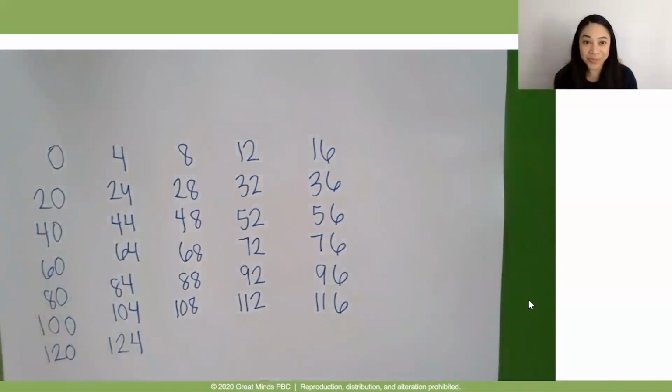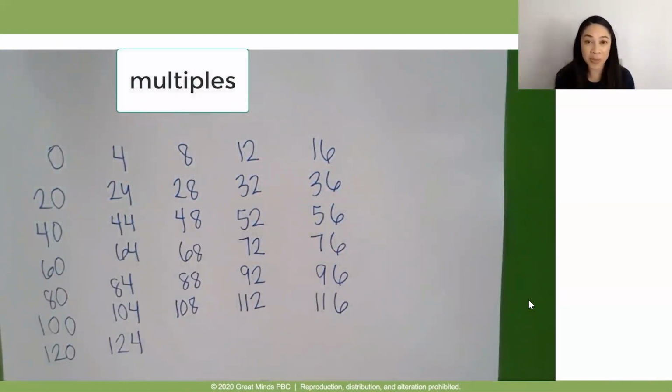Let's quickly review. We're skip counting by the number 4. When we skip count by a whole number, the numbers that we say are called multiples. Please whisper that word with me now. Multiples. Go ahead and pause the video here and share aloud the patterns that you noticed when counting by multiples of 4.